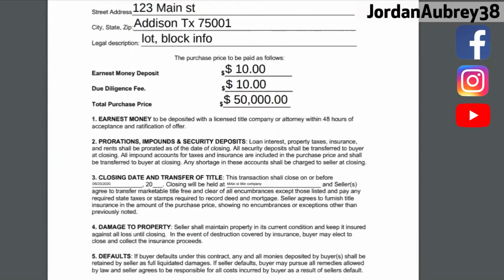Next thing we got is due diligence fee. Now, this can be called option period as well, or option money as well. With that being said, this gives us a time to do diligence. This gives us a time to opt out of the contract. That's why we use those particular terms for this second line right here for due diligence, because it gives us the power to be able to get out of that contract.